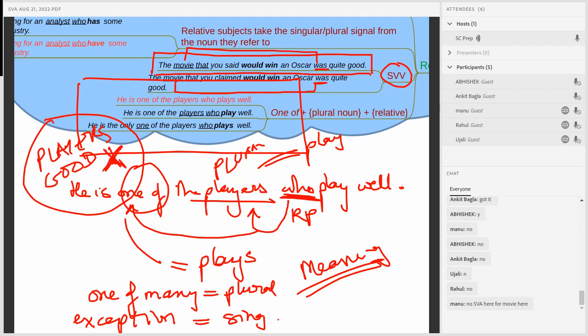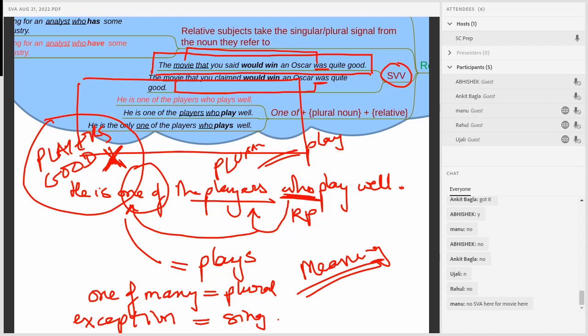But in the last one, what you'll see is he is the only one of the players. As soon as you say the only, remember, the only, that implies that he's an exception. The other players do not have that quality. And therefore, we should go singular after who.